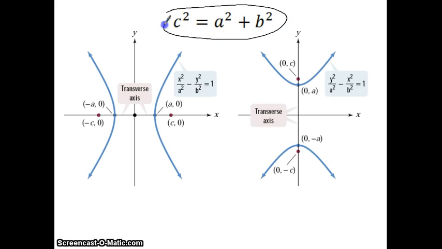A hyperbola has the relationship such that c squared is equal to a squared plus b squared. And we'll be using that. We'll sometimes be given a focus point along with a vertex and be expected to come up with the equation of the hyperbola. So we'll have to figure out the b value, or we'll be given a and b and be expected to find the focus points.